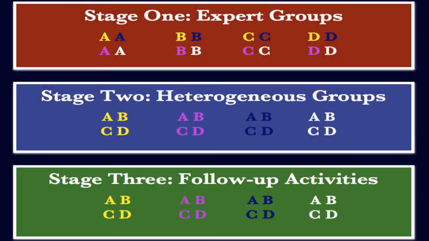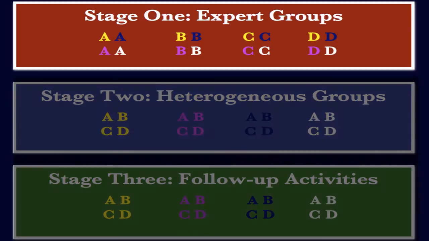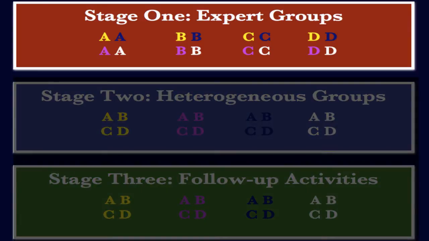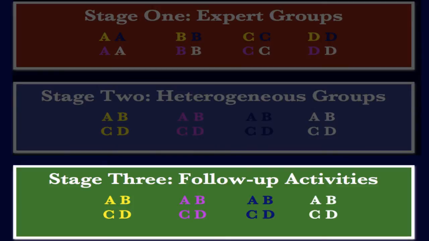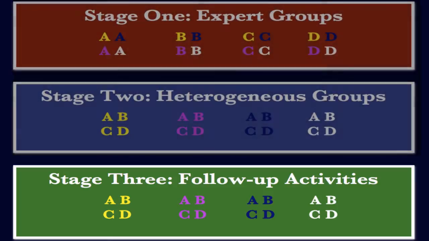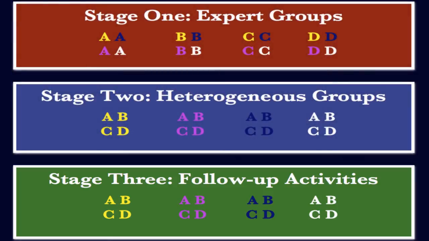There are 3 stages to a Jigsaw activity. Stage 1 is where expert groups learn 1/4 of the story. In this stage, each member of the group has the same text. Stage 2 is where heterogeneous groups teach each other the section of text they've learned. Stage 3 is where students work cooperatively on follow-up activities. You'll notice in this visual representation of a 16-student class that groups are color-coded. This makes for a much more seamless transition as students move from their expert groups into their mixed groups, easily finding who they're meant to be working with.